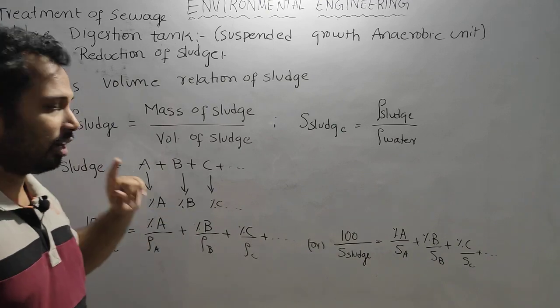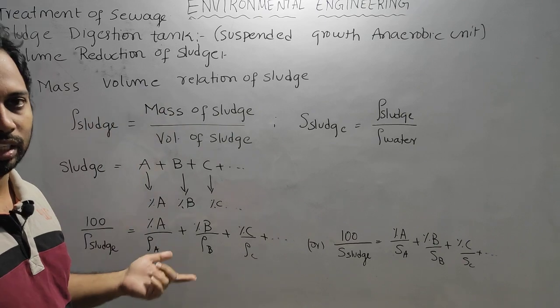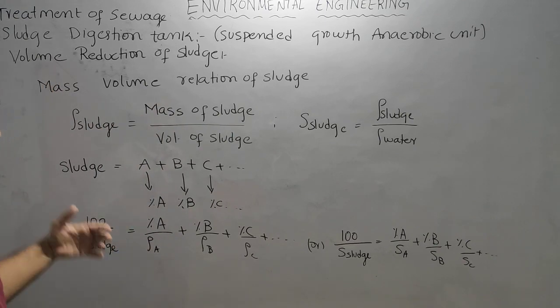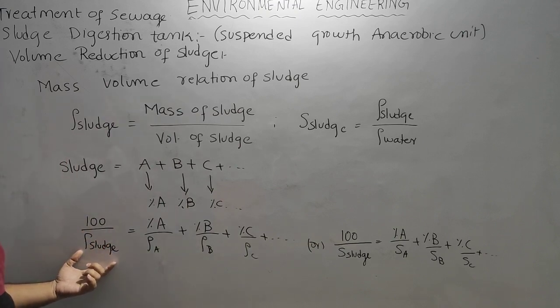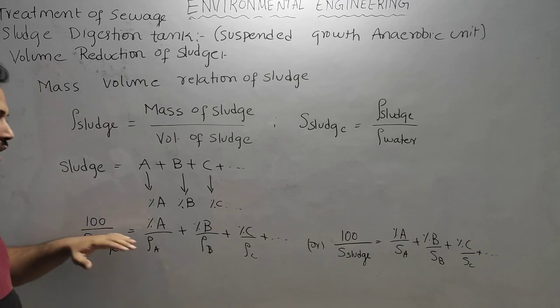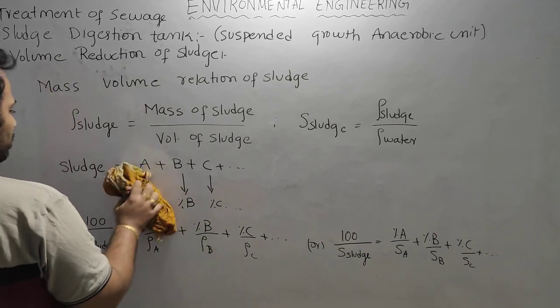Remember, the same formula we will use in solid waste management also. There also we will recall this formula. Instead of rho of sludge, there we take the density of the solid waste, because solid waste is also a combination of different wastes. Remember this formula. For now, we will apply this formula to our sludge.